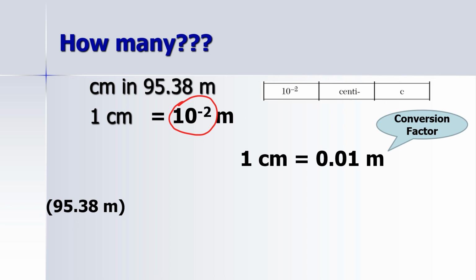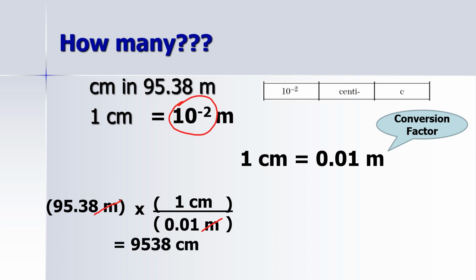Now we take our number 95.38 meters, and we multiply that with our conversion factor. What do we put on the top? What do we put at the bottom? Well, we want our answer in centimeters, so we'll put 1 centimeter at the top and we'll put 0.01 meters at the bottom. The meter is going to cancel out with the meter, and we are going to do the normal math. 95.38 times 1, which is 95.38, divided by 0.01. Our answer is 9,538 centimeters. That's how many centimeters we have in 95.38 meters.